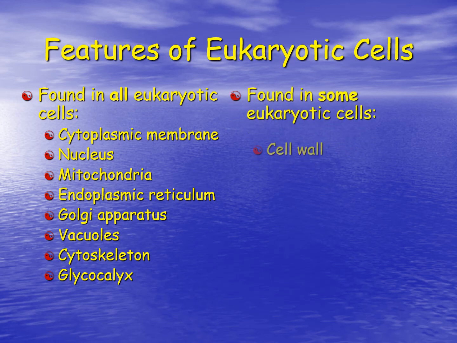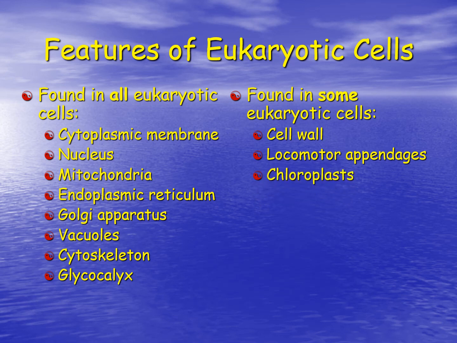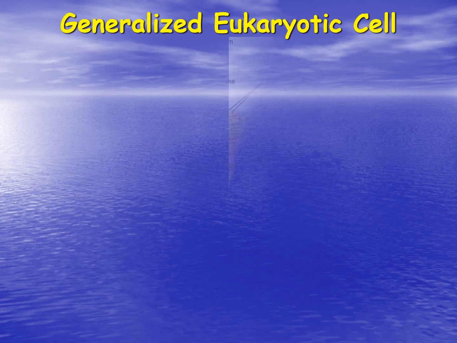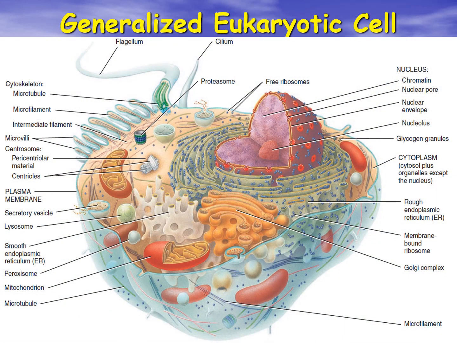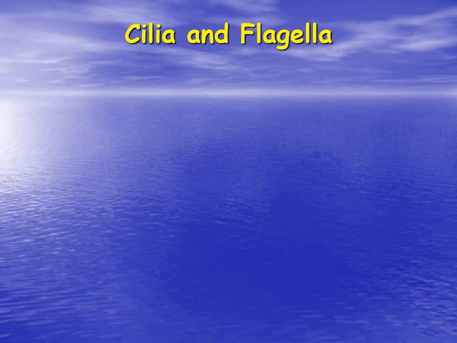Found in some eukaryotic cells will be a cell wall made up of primarily sugars, locomotive appendages such as flagella or cilia, chloroplasts in those photosynthetic cells, and this is a picture of the generalized eukaryotic cell. So remind yourself of all of these, and we're going to go quickly through some of these organelles and their primary functions. So let's start from the outside inward, the cilia and flagella.